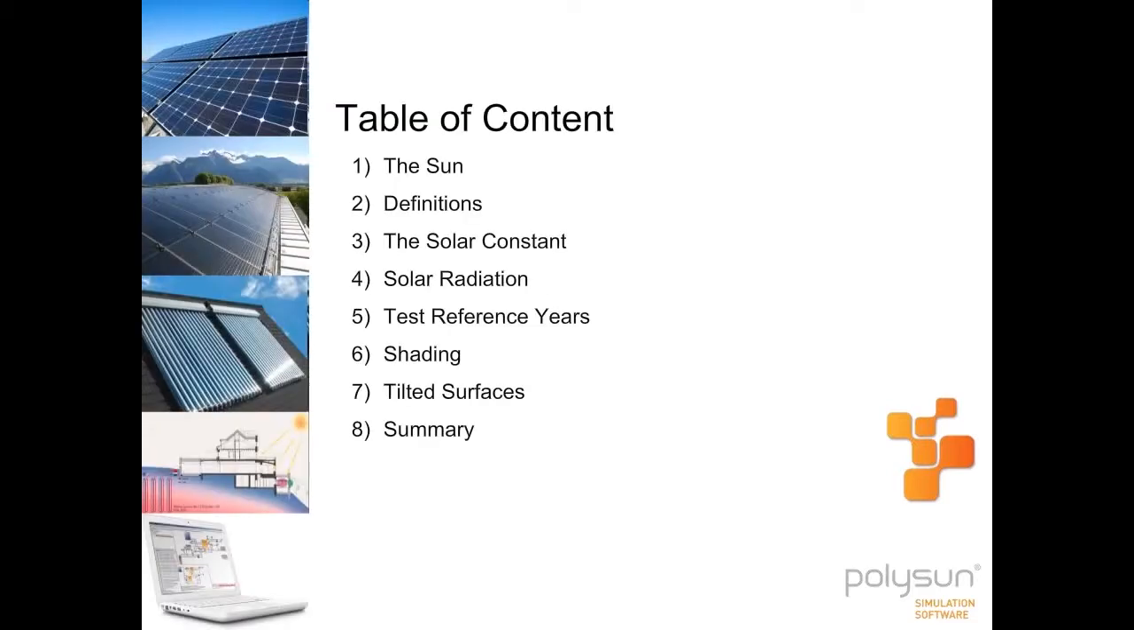The learning outcome for this lecture is to have an overview of the characteristics of the Sun and solar radiation. As well, you will learn some definitions. In the second part of the lecture I will talk about the test reference year, shading and tilted surfaces, since they have a huge impact on the solar yield.